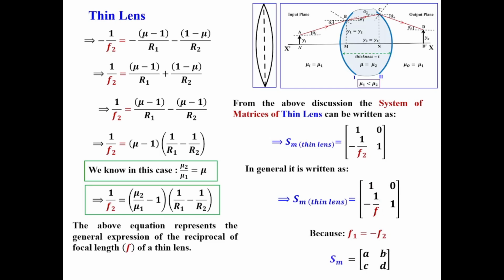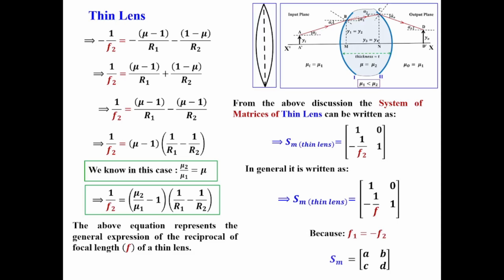So in general it will be written as 1 0 minus 1 by f. Okay, and the general system matrix is A B C D. If I compare this one with this one, then A value is 1, B value 0, C value minus 1 by f, D value is 1. Right.